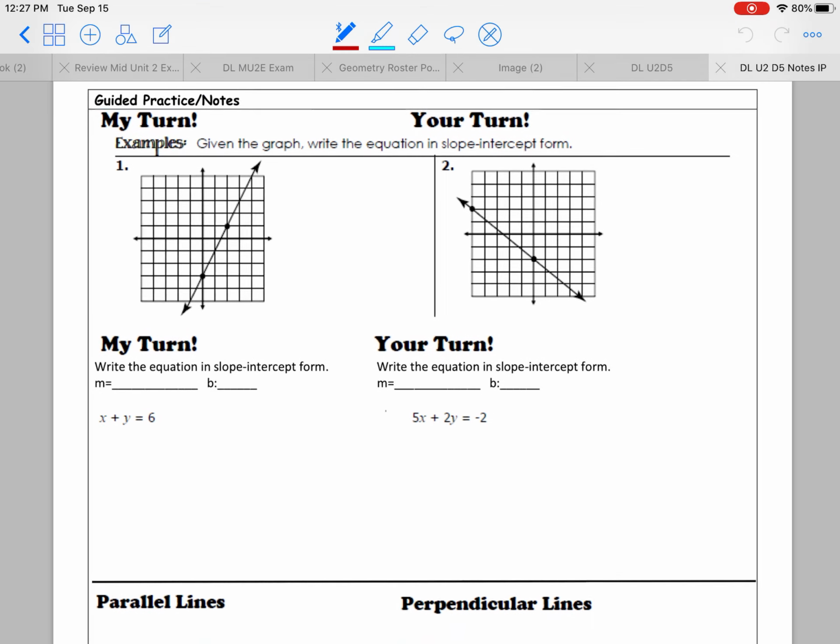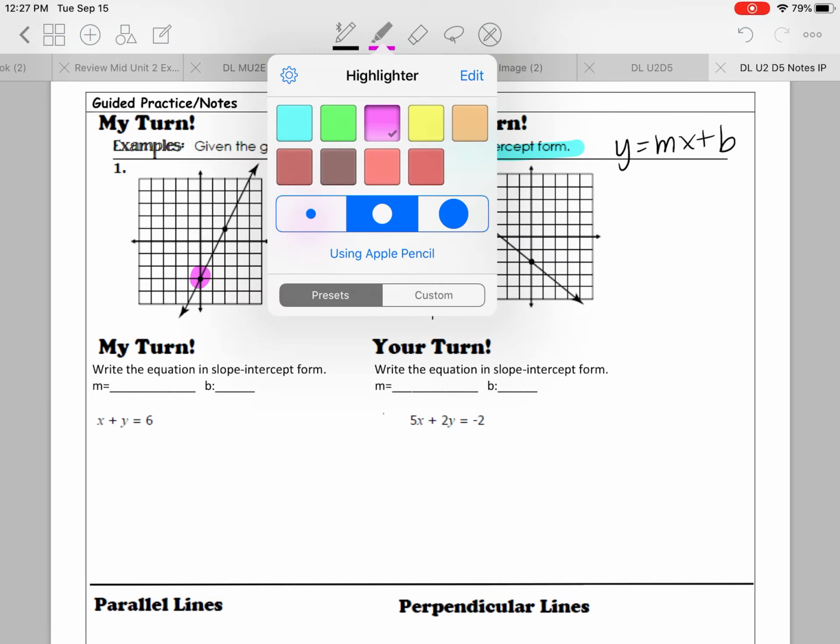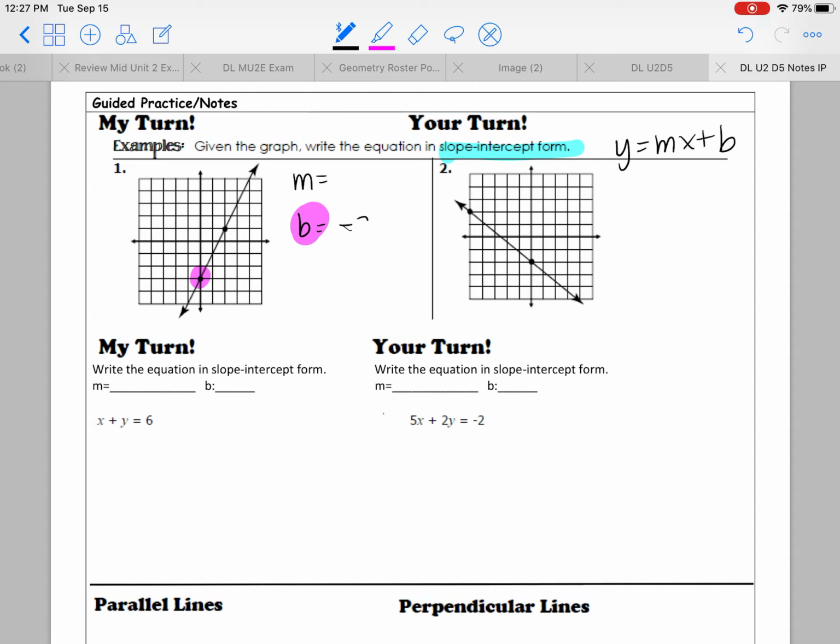All right, let's go ahead and start with the guided practice. Given the graph, write the equation in slope-intercept form. So we need to recall that the slope-intercept form is y equals mx plus b. If I need to write the equation of this line in problem 1, I need to identify my slope and my y-intercept. I know that my y-intercept is the point at which the line crosses the y-axis. So my y-intercept here is going to be negative 3.